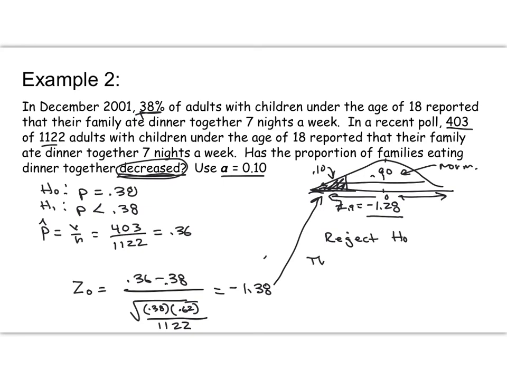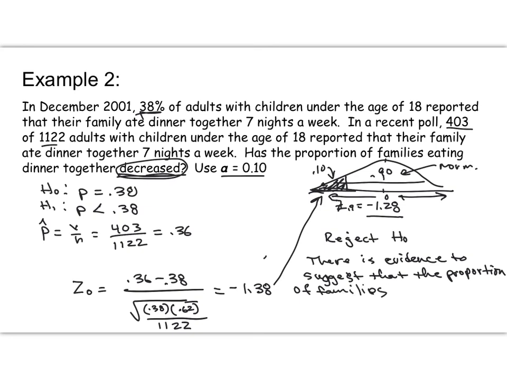So we would write that as there is evidence to suggest, we can't say that it's true for sure, but the evidence suggests that the proportion of families who eat dinner together is, we could say, less than 38%, or has decreased to less than 38%, something like that.